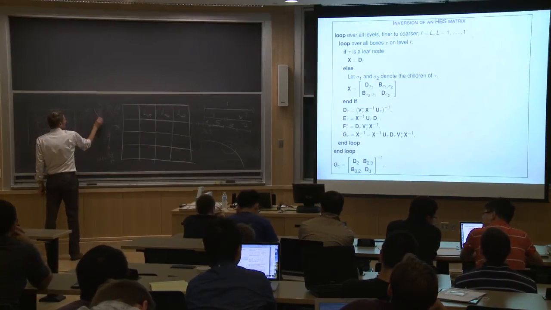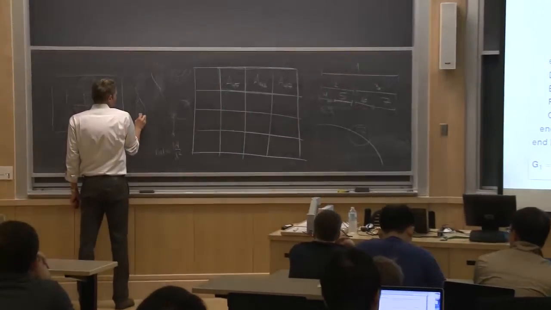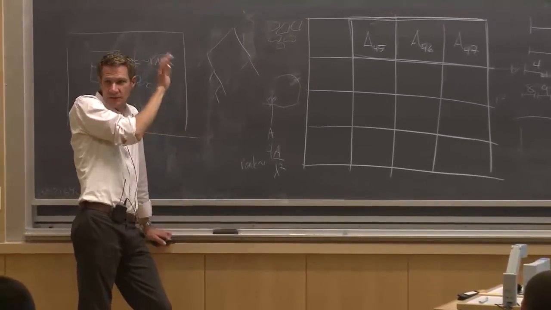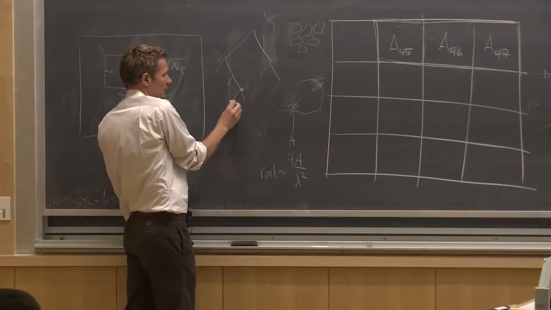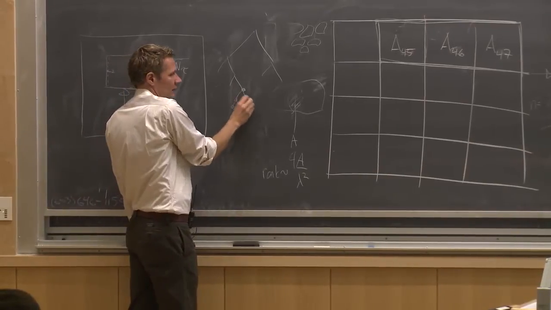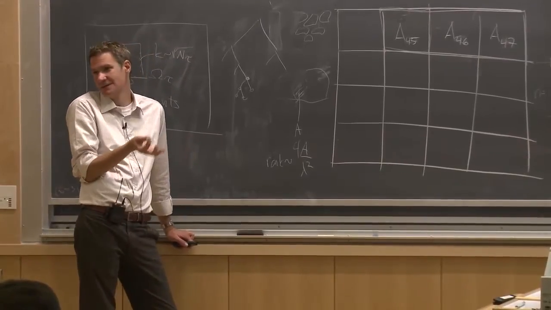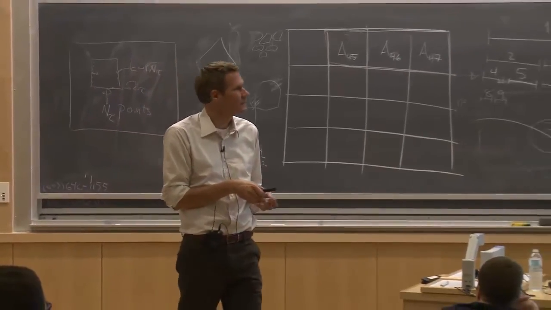The only point here is that you have to process the children before the parents. So you can traverse this tree in basically any order. The only thing is that when I process this node, I have to have done everything below it. All right. So this is something that's very nice about this algorithm. Adaptivity is very easy to handle.